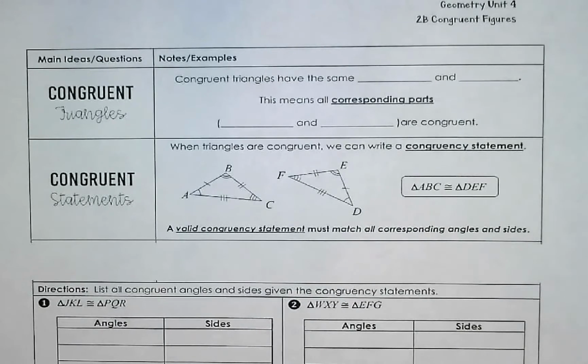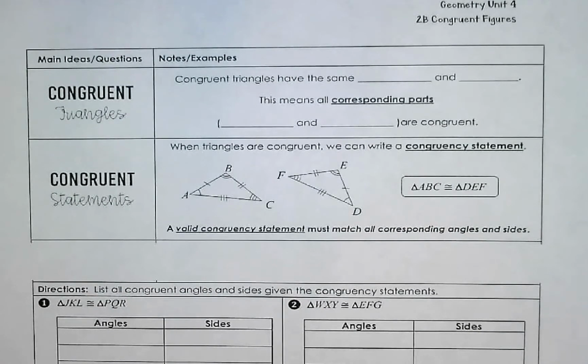This is going to be Geometry Unit 4, 2B Notes, Congruent Figures. Now the title is Congruent Figures, which means really any type of shape could be considered congruent. You know, a four-sided shape could be congruent to another four-sided shape. An irregular shape could be congruent to another irregular shape. But most of our work is going to be in congruent triangles.